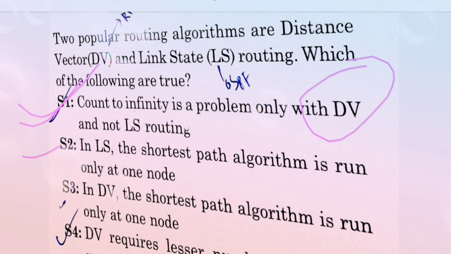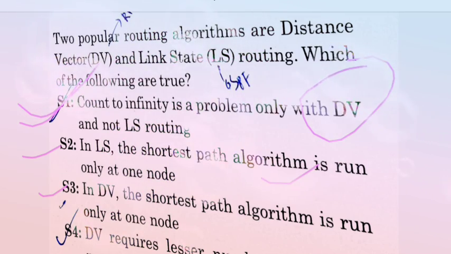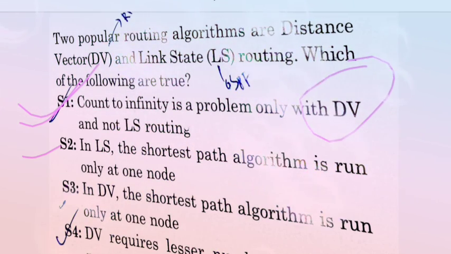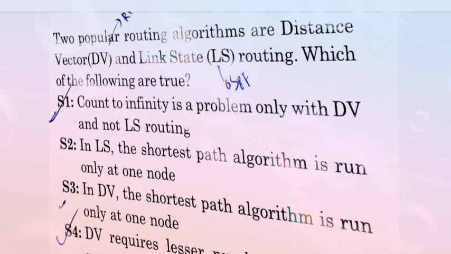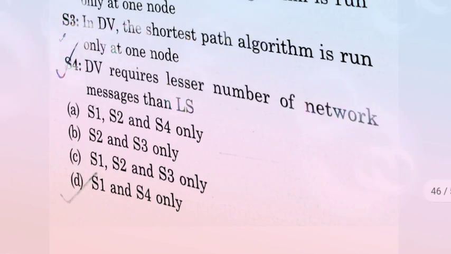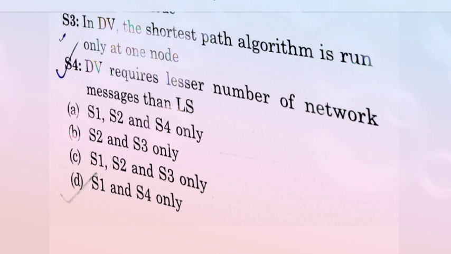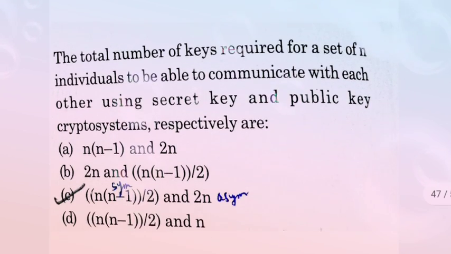Next statement: in LS the shortest path algorithm is run only at one node. No, it is a false statement. Next statement: in DV, the distance vector protocol, the shortest path algorithm is run only at one node. So it is also a false statement. Now the next statement, S4, is given like this: DV requires lesser number of network messages than LS. So statement S4 is correct. So option D is correct, that is S1 and S4 are the only true statements. Okay, now come to the next question.